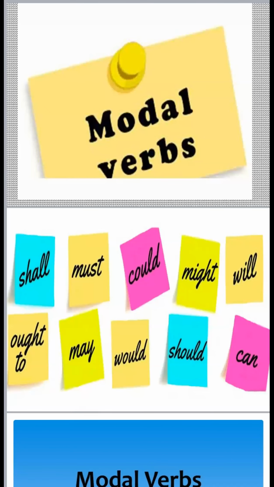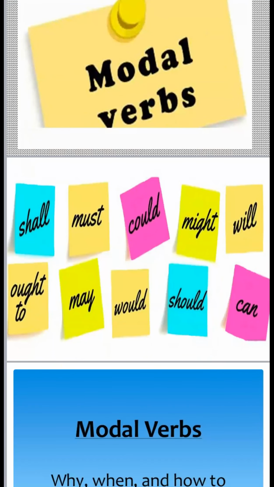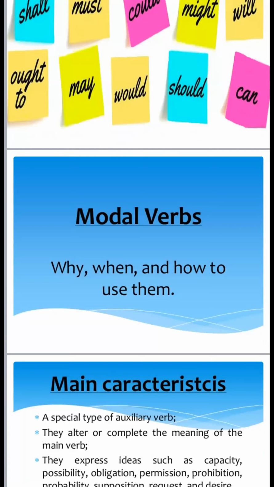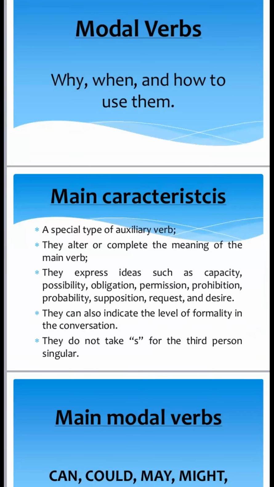Modal verbs are verbs that we use sometimes for possibility, sometimes for permission, sometimes for request. So all these conditions are applied here. The modal verbs you can see here are shall, must, could, might, will, ought to, may, would, should, and can. If we talk about modal verbs, that means why, when, and how we need to use them. So that's why we have to consider them one by one. I will discuss them in front of you.